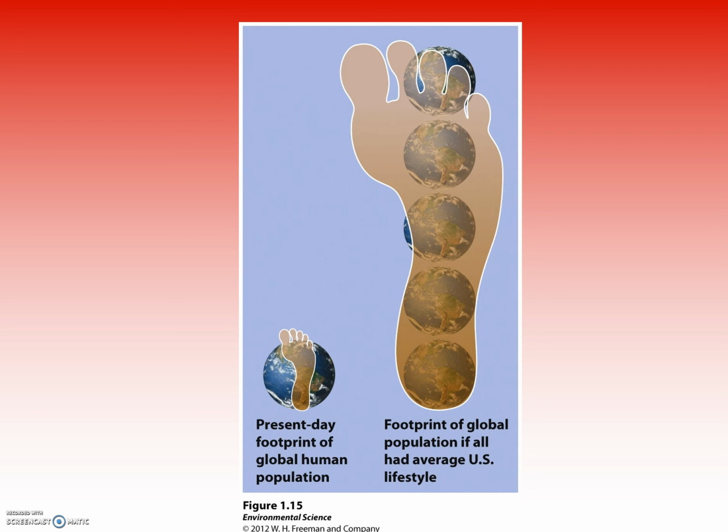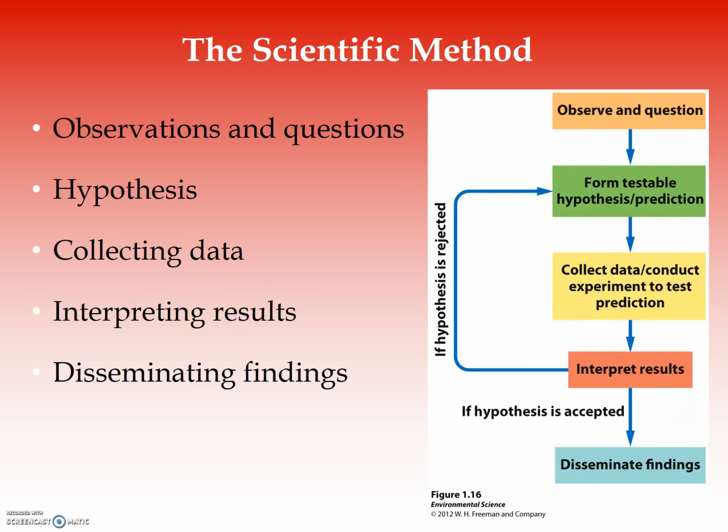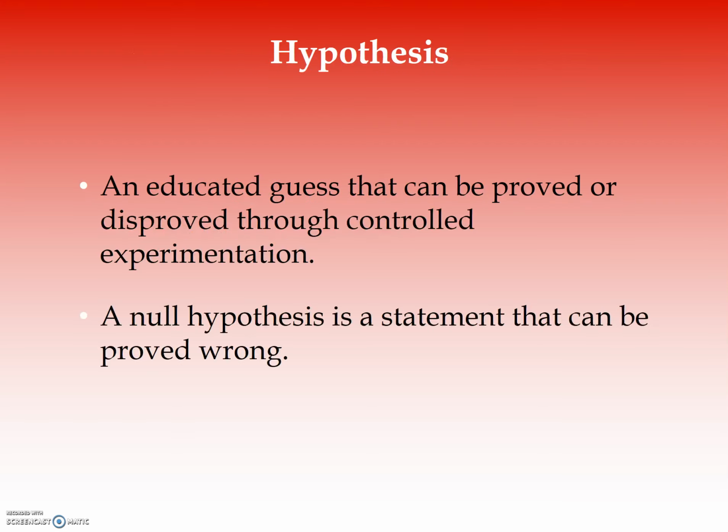We will be looking at the footprint in detail with a couple of different experiments and labs. The idea that science is a process, you guys know this from other science classes. The scientific method is not something that's new to you. The whole idea is you have some sort of question, there's a hypothesis, you collect data, you interpret results, you disseminate the findings. The questions and observing is the first step of the scientific process. It's the first thing that we look at.